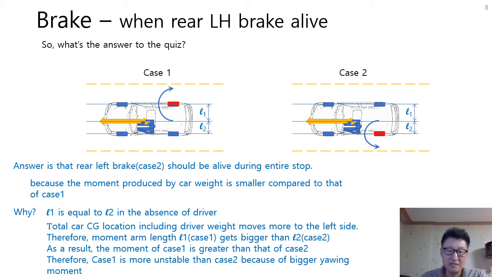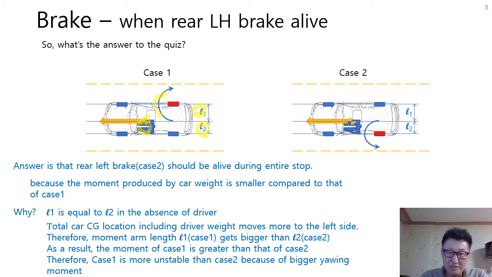Why? At first, L1 is equal to L2 in the absence of the driver. If this driver is absent, L1 is equal to L2. The total car CG location, including the driver, moves more to the left side. Therefore, moment arm length L1 gets bigger than L2 here. As a result, the moment of case 1 is greater than that of case 2.